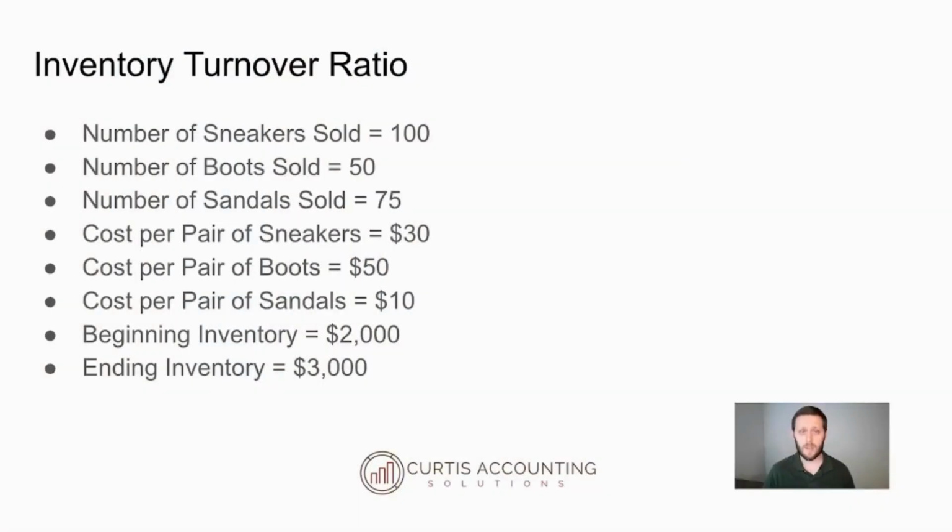Based on these, the number of sneakers sold was 100, the number of boots was 50, and the number of sandals was 75. We have the cost at 30, 50, and 10 respectively, and we know that our beginning inventory value was $2,000. We had $2,000 worth of boots, sandals, and sneakers all on the shelf at the beginning of the month, and at the end of the month we ended up with an inventory value of $3,000 sitting on the shelf in the combined total.